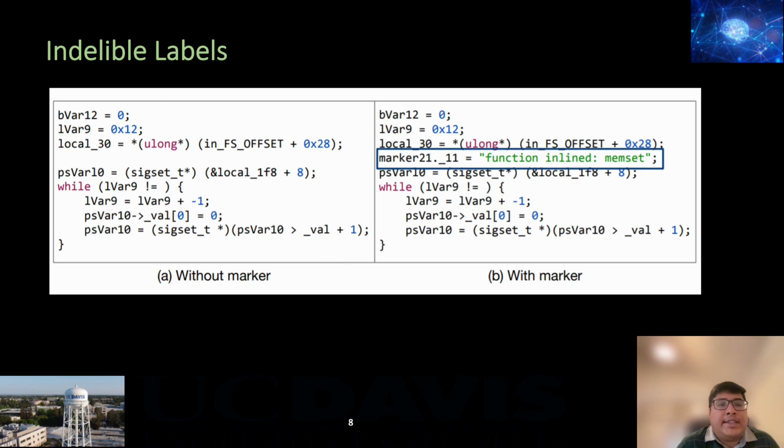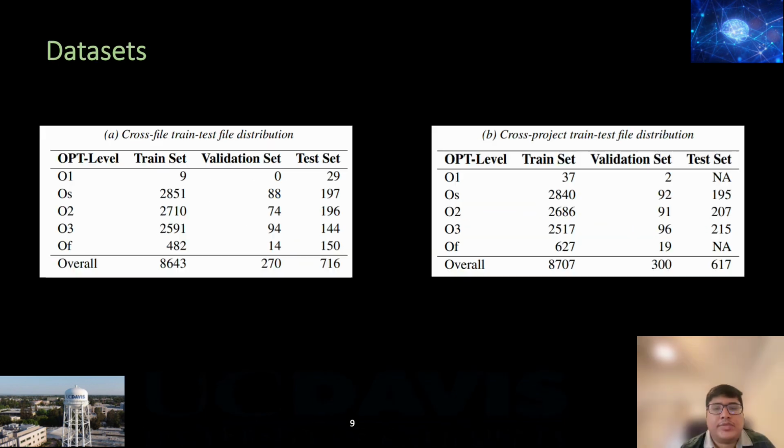I would say they are exactly the same, except the one with the marker has a statement that indicates that the memset function was inlined there. In the last slide, we discussed how we produce data for Funky with the information about which functions are inlined and which are not. In this slide, we will show how much data we gathered for training and evaluation of Funky.